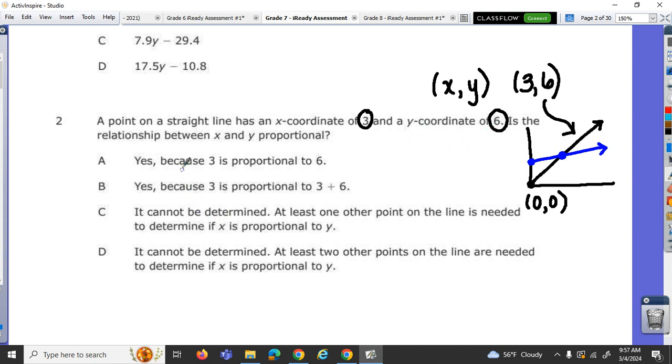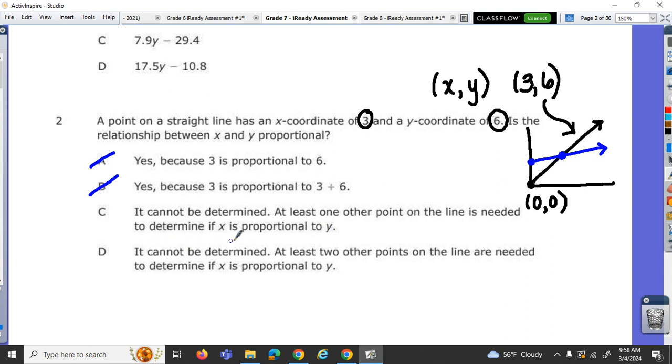So if you take a look at the choices here, we've got some different things that could confuse you a little bit. We, again, don't know if it could be proportional, so we have to cross out A and B. But C and D both say it cannot be determined. So let's see what their reasoning is. C says it cannot be determined. At least one other point on the line is needed to determine if X is proportional to Y.